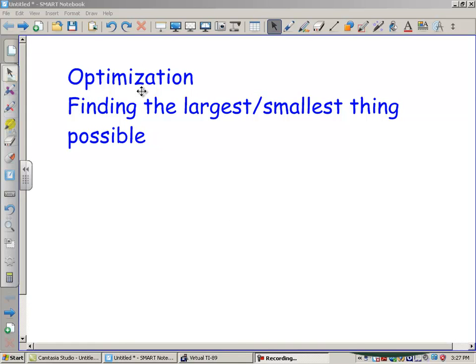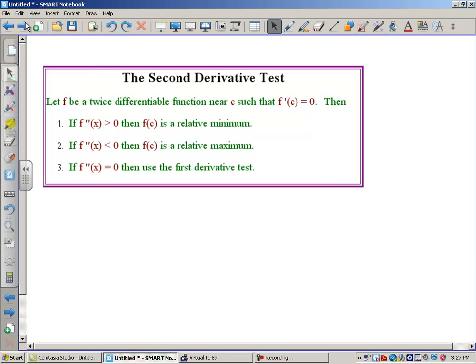Today we're going to talk about optimization, and that means we're going to try and find the largest or the smallest thing possible given a problem situation. And before we do this, we're going to have to know about something called the second derivative test. This is a way of verifying whether we have a relative max or a relative min at a critical point. So let's just talk about what the second derivative test says.